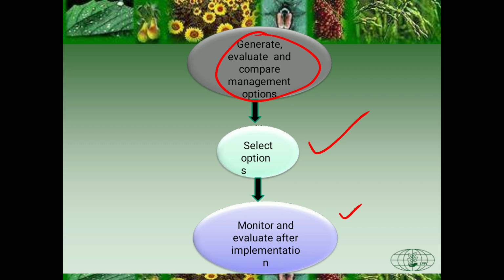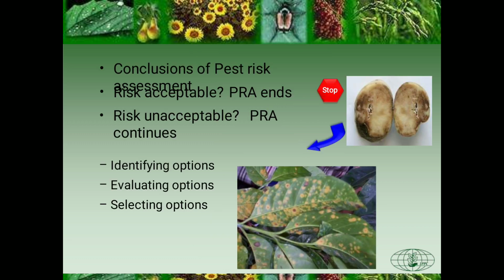We can do that. Next, the conclusion of the pest risk assessment: if the risk is acceptable, that means the risk is controlled with the help of control measures or by the utilization of phytosanitary measures, then we stop the PRA process, that is, the PRA ends. If the risk is unacceptable, then the PRA process will continue.